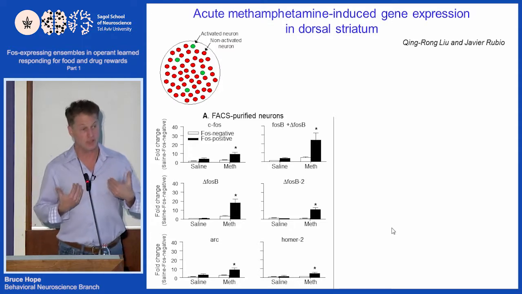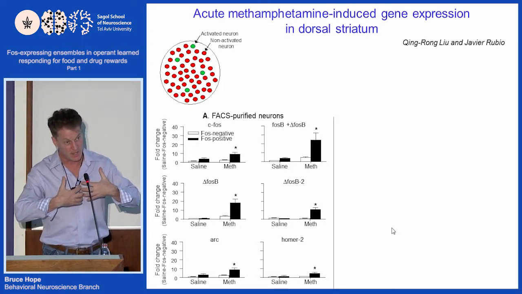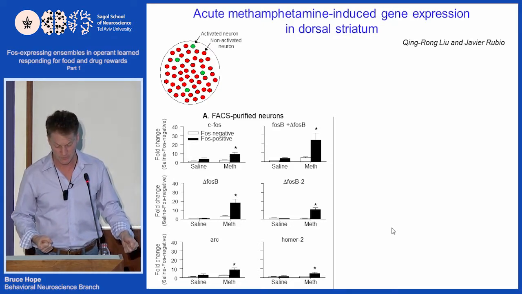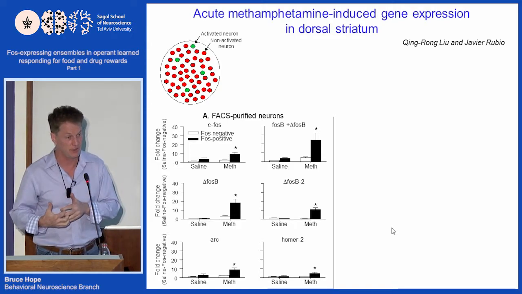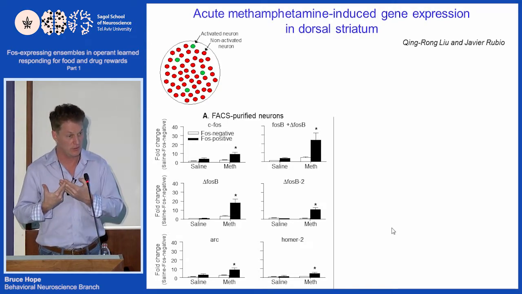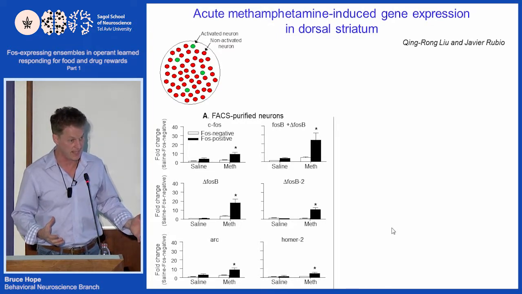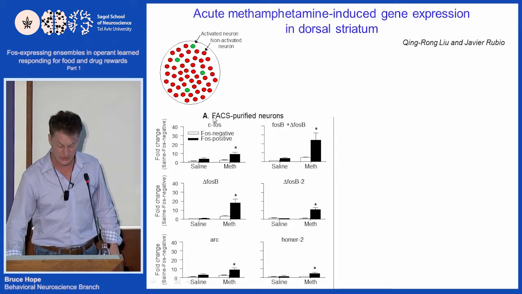And you're trying to strongly activate these particular neurons. And then you separate the Fos positive neurons from the majority of neurons that are Fos negative. And then we are trying to look at what kind of immediate early genes are induced in Fos expressing neurons versus the vast majority of neurons that are Fos negative. And when you use quantitative PCR to test this, you see the following.